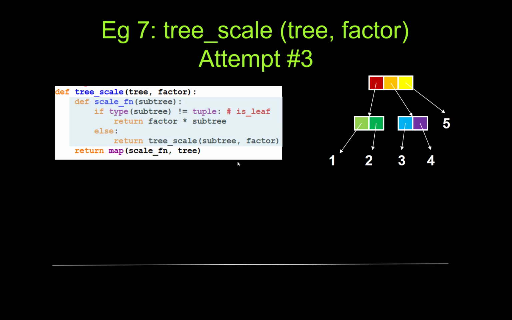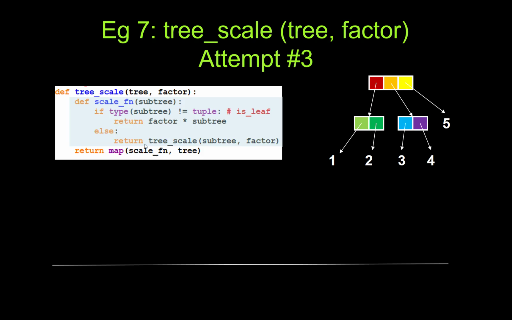Here is the next and correct attempt. The routine should look like this. Define tree_scale tree for a particular factor, and you actually return map the scale function which is defined here and the tree. As you recall, a map is to take the sequence, in this case the children of the tree, one by one, and apply the scale function on it. This is exactly what we wanted to preserve the structure of a tree.